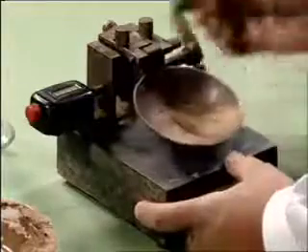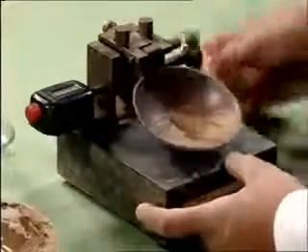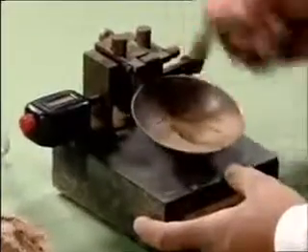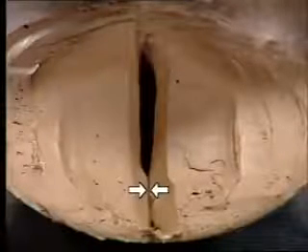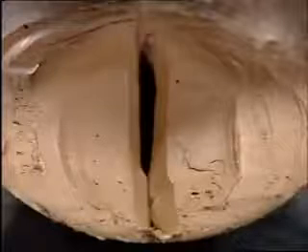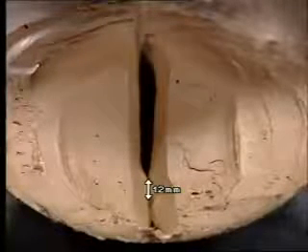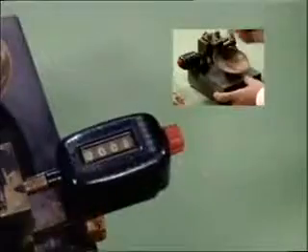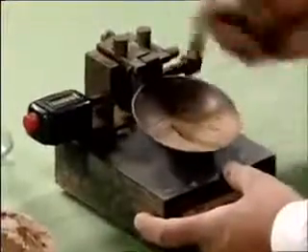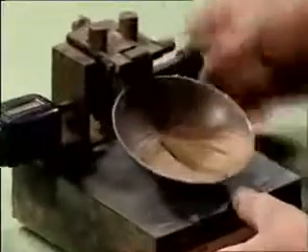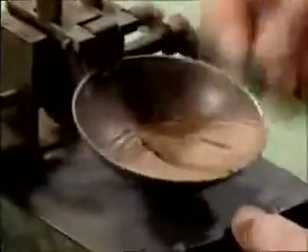Now, lift and drop the cup by rotating the handle at the rate of 2 revolutions per second till the two halves of the soil cake come in contact by flowing and not by sliding with the bottom of the groove along a distance of about 12 millimeter. Count the number of blows required and record the reading in the proforma. Ensure that the number of blows range between 15 to 35.